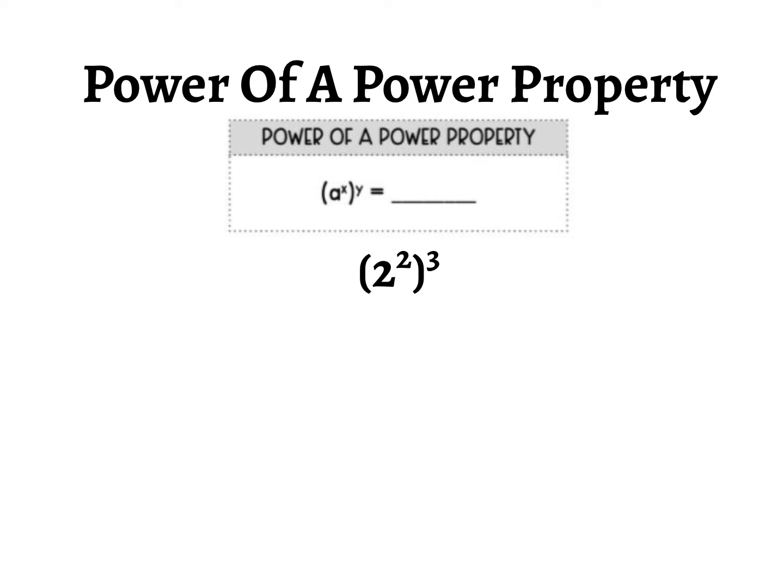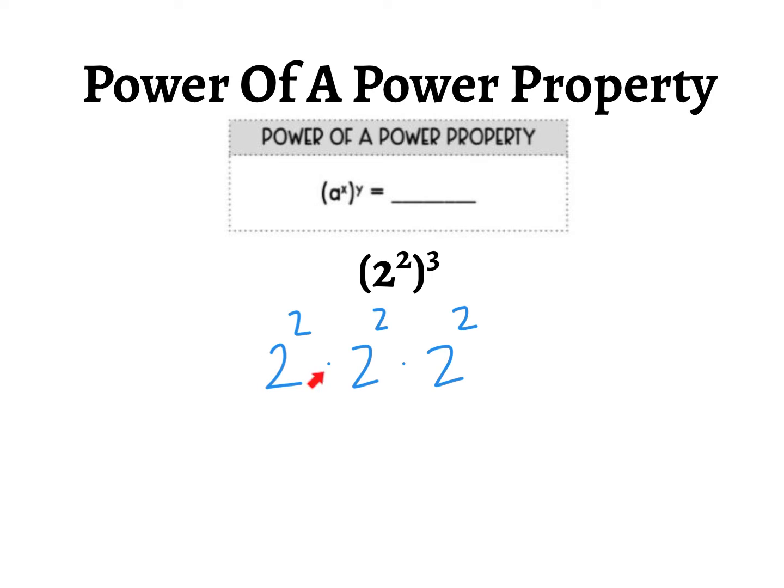Let's talk about this next property, the power of a power. What happens when you have something that has an exponent and you raise it to another exponent? Well, let's break it down. 2 squared to the third power really means I have this term in the parentheses multiplied by itself 3 times. So I have 2 squared times itself a total of 3 times. 2 squared times 2 squared times 2 squared. I did it 3 times.